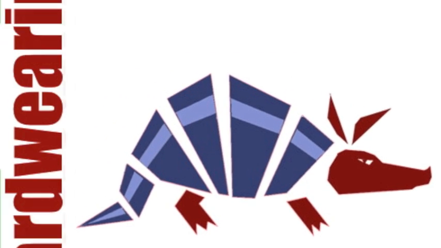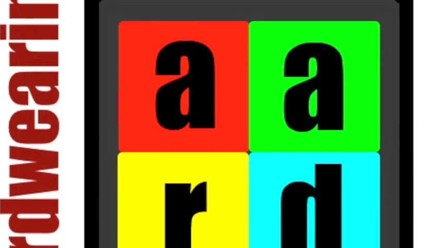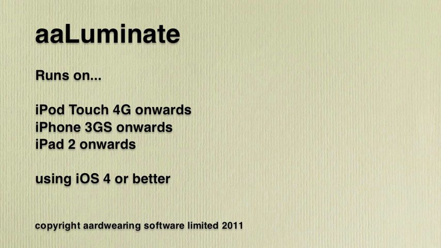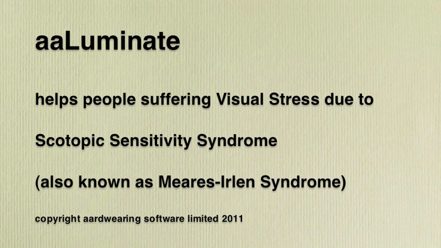This video is about aaLuminate, the new reading aid app from aardwearing Software Limited. aaLuminate runs on camera-equipped iPhone, iPod Touch and iPad devices using iOS 4 or above. aaLuminate is aimed at helping people who suffer from visual stress when reading dark text on a bright white background.